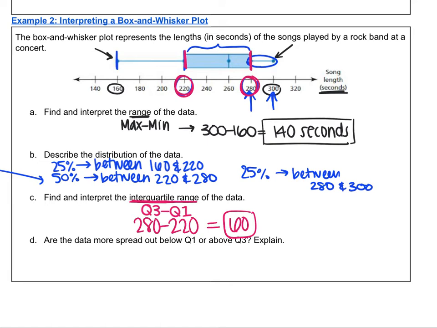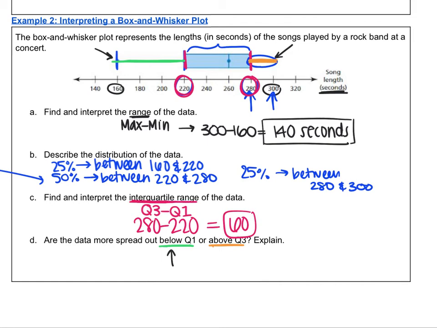And then lastly, it says, are the data more spread out below Q1? So that's asking about this whisker that I just outlined in green. So below Q1 would be in green, or above Q3, which is in orange. So take a look at the green line and the orange line that I drew up here. Green line, orange line. Which one is longer? Which one is a bigger line? The green line is, so my answer is below Q1, because the whisker is longer. It's more spread out.